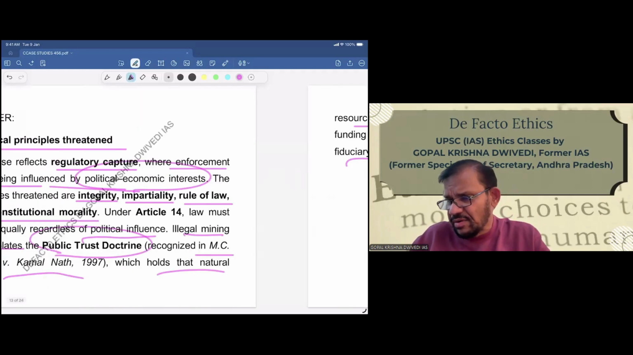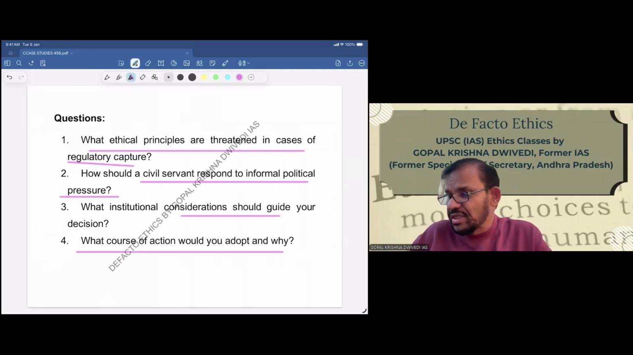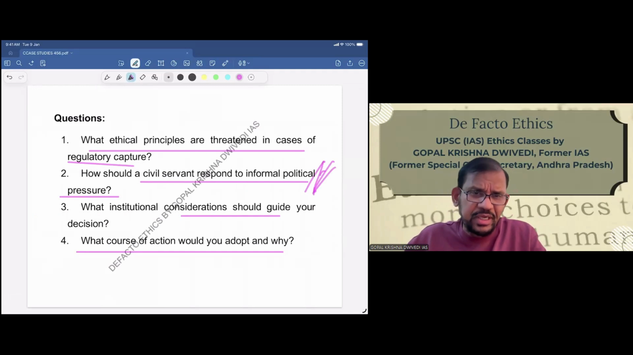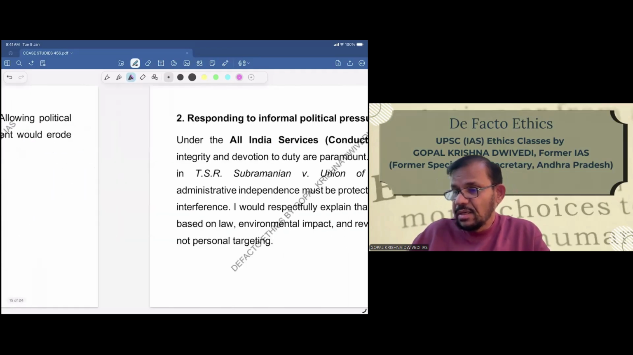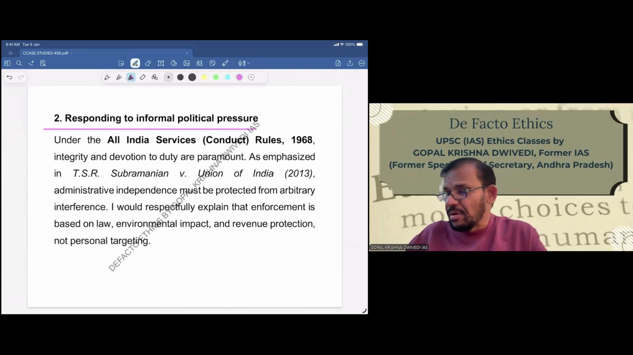Now let us see what the second question was. How should a civil servant respond to informal political pressure? This is a very good question. Usually any applicant should know the answer to this question. So now let us see what the answer can be. How a civil servant should respond to informal political pressure.